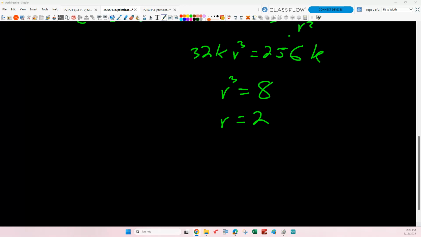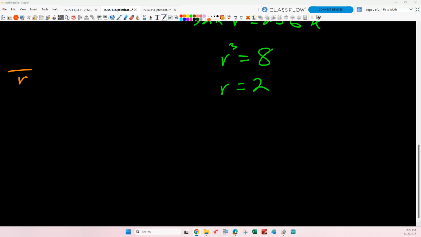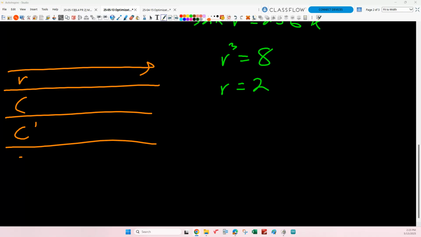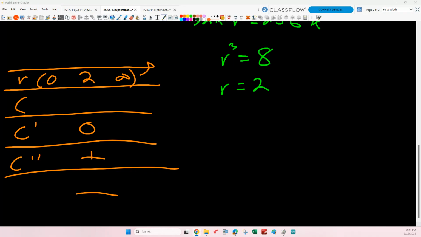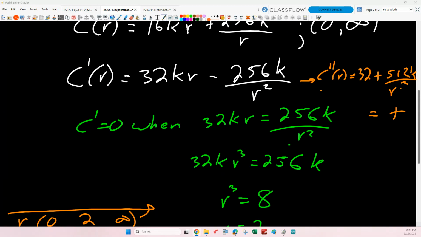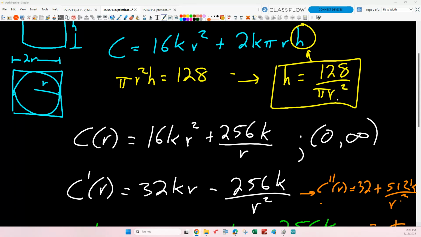Right? So when we make our table it's really simple. Don't resist the tables. The tables are great. There it is, right? There's our justification. So that's a minimum for cost. And if we wanted dimensions, then I just need the height. Where would I go for the height? Right there, right? Okay? Make sense?